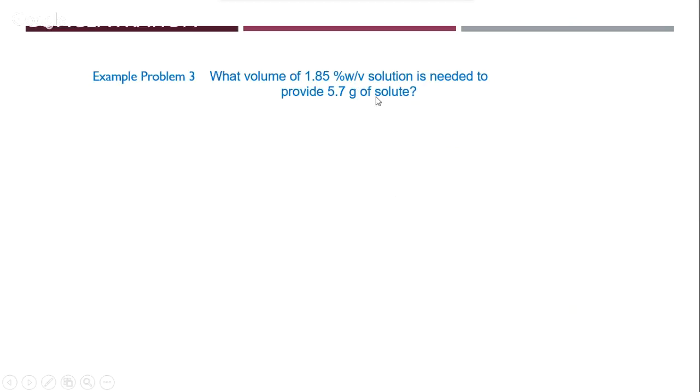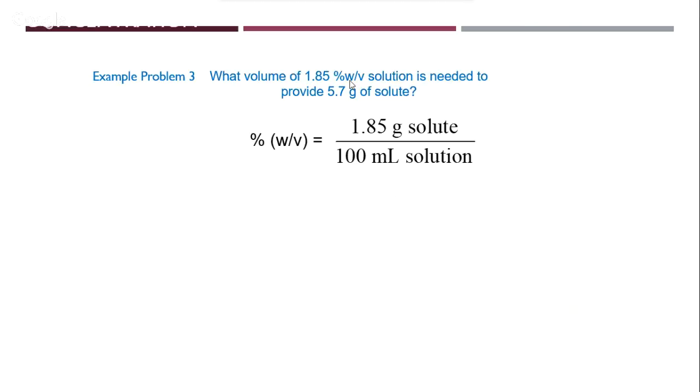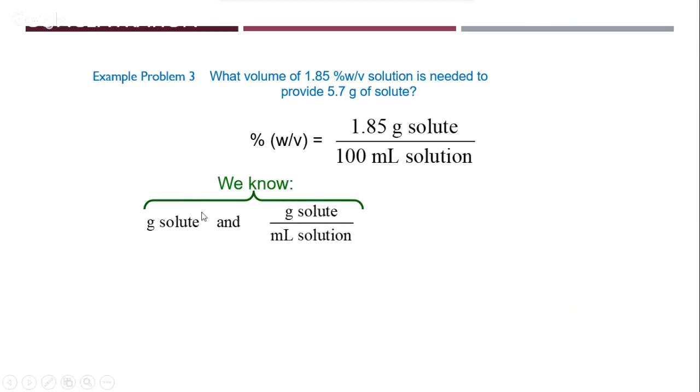What happens when you are taking weight by volume? So 5.7 grams of solute is given, and we need to find what was the volume of the solution. So in weight by volume, it is 1.85 grams divided by 100 ml. Now we know that gram of solute per ml of solution is what is weight by volume. Now we want to get ml of the solution. So you simply flip these values.